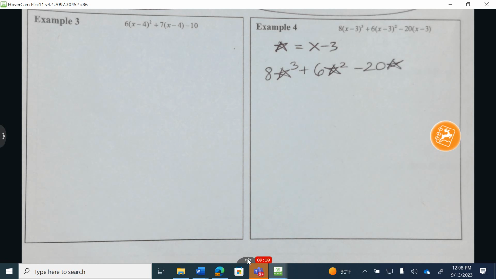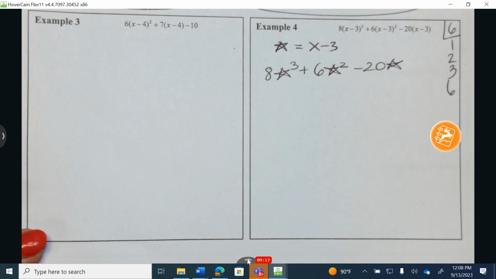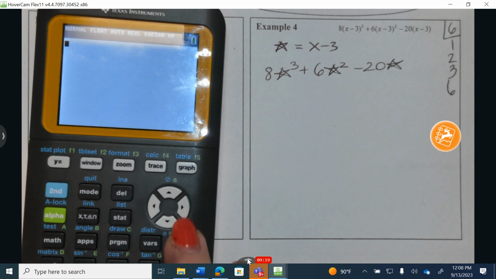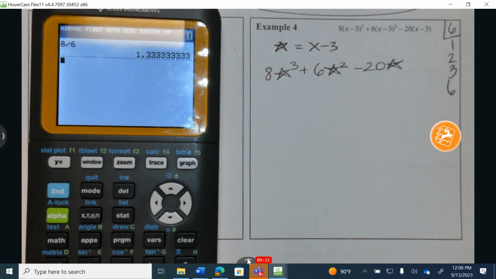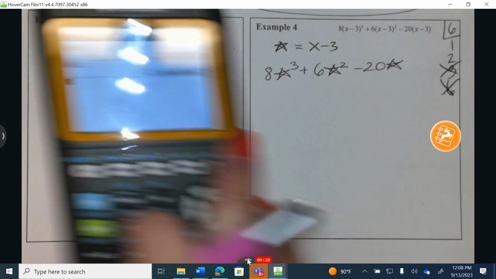The first thing, what is the smallest number? 6. So I need to think about all the numbers that divide into 6. And then I'm going to grab my graphing calculator and try here. So 8 divided by 6, if it gives me a decimal, I cross it out. 8 divided by 3, that doesn't work. But all of these are even, which means I can divide out a 2.